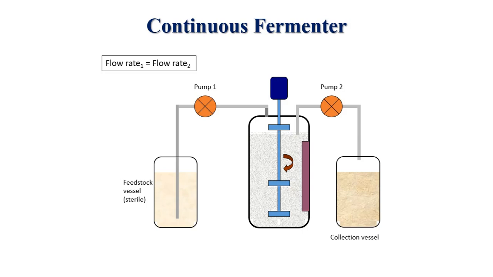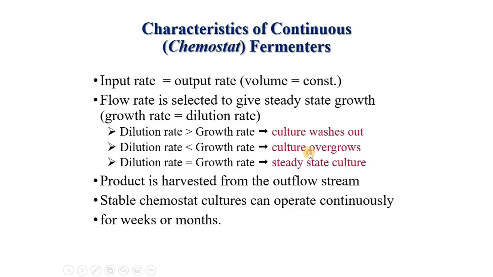So in this continuous fermenter, the feedstock can be passed, and at the same time you can harvest the product. At the same time, you are going to remove a particular component of the toxic end product from the vessel. So it is a continuous process. You can cultivate it continuously and harvest the product continuously. These are the characteristics of the continuous fermentation process.